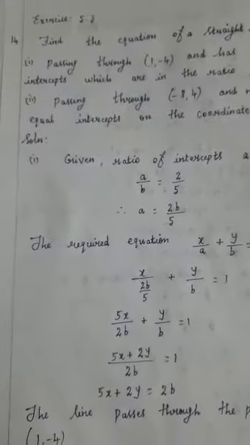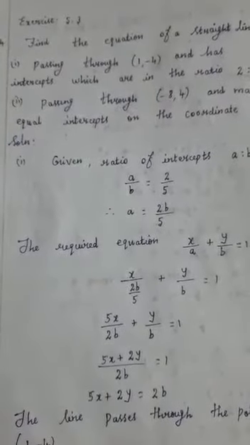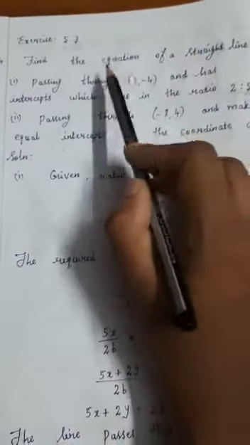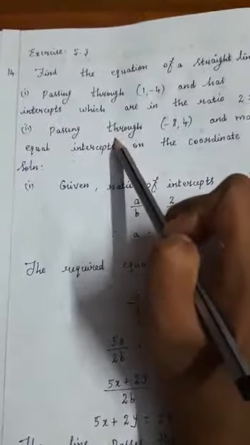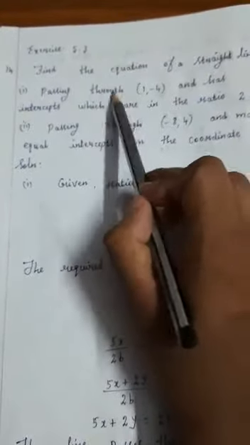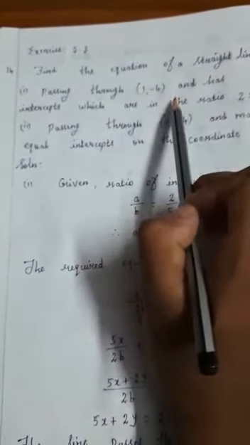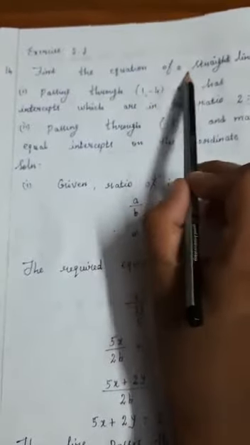Now let us see exercise 5.3, 14th question. Now see the question. Find the equation of a straight line. In our question they have asked to find the equation of a straight line. Two questions they have asked. Each question has different points and different conditions. Using that, find the equation of a straight line.